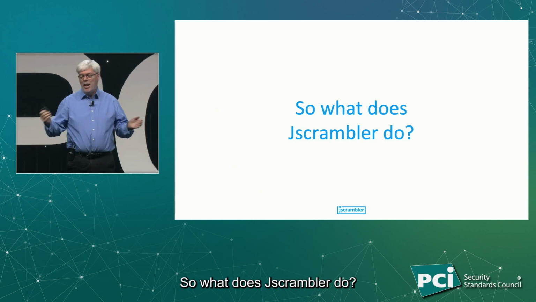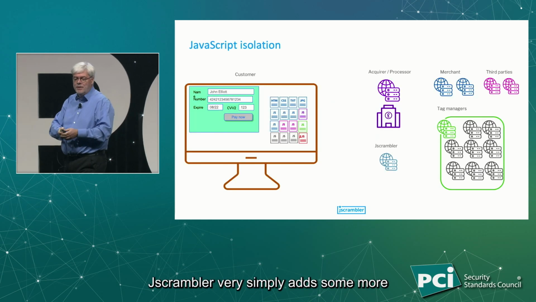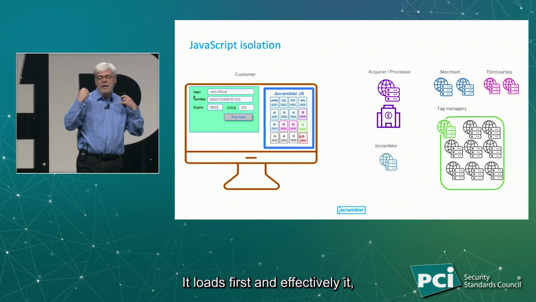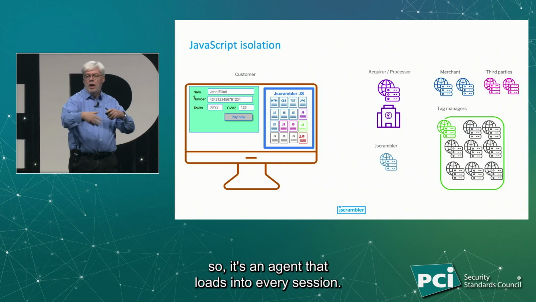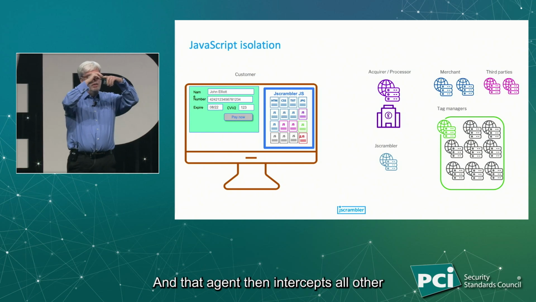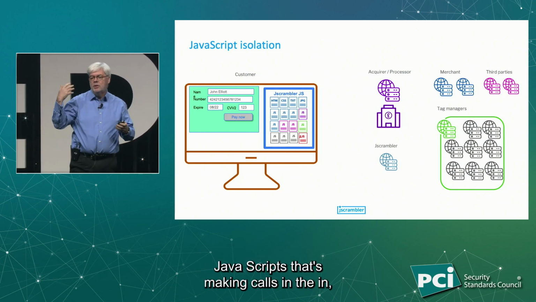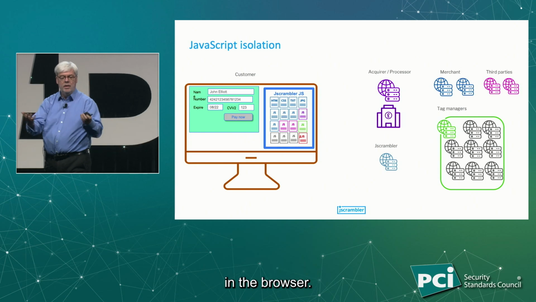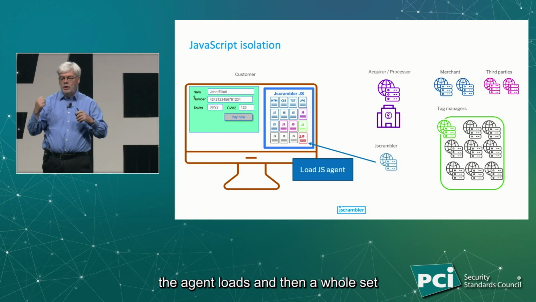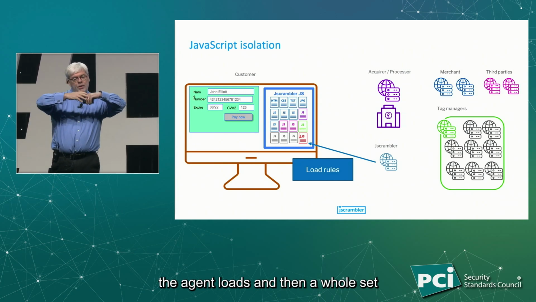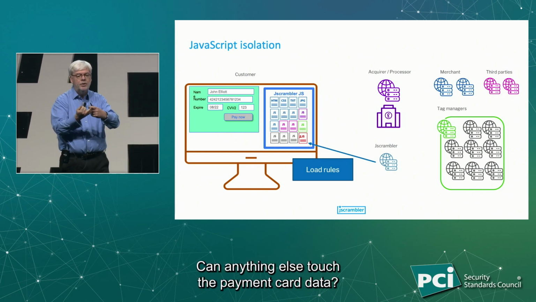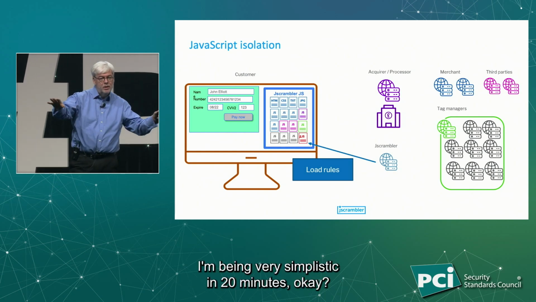So what does Jscrambler do? Jscrambler very simply adds some more JavaScript to the web page. It loads first, and effectively it's an agent that loads into every session. That agent then intercepts all other JavaScript that's making calls in the browser. So effectively, it's the first loaded JavaScript, the agent loads, and then a whole set of rules load that say, well, what can scripts do? Can anything else touch the payment card data? I'm being very simplistic in 20 minutes, okay?